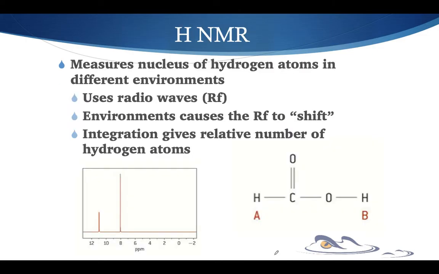So HNMR is a way of causing the hydrogen atoms in a molecule to vibrate. And many times they refer to these hydrogen atoms as just protons because a hydrogen is really just a proton with a cloud of electrons around it, right? They use radio waves, or what they call RF waves, which is kind of a high frequency radio wave. And it causes the hydrogen atoms to vibrate, or what they would call resonate.